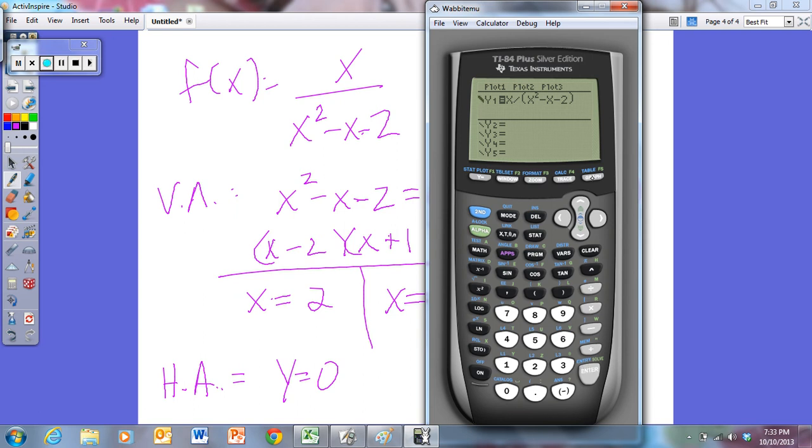So now my graph should be thicker, and hopefully we'll be able to see it. See, there it goes. It's getting really, really close to 0, but it's never actually going to equal 0.